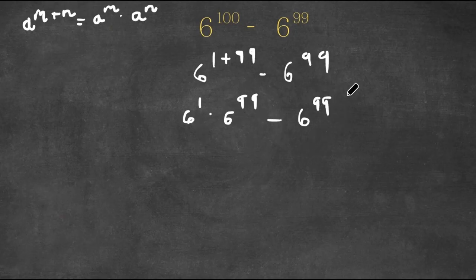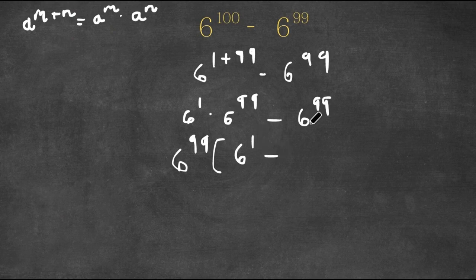Now, because both the terms here, 6 to the power of 1 times 6 to the power of 99, as well as negative 6 to the power of 99, have 6 to the power of 99 in them, I'm going to factor out 6 to the power of 99. So now I have 6 to the power of 99 times 6 to the power of 1, since 6 to the power of 99 divided by 6 to the power of 99 is just 6 to the power of 1, minus 1, since 6 to the power of 99 divided by 6 to the power of 99 is 1.